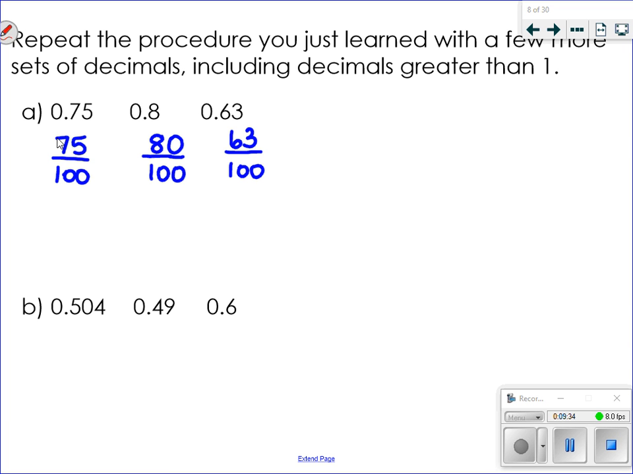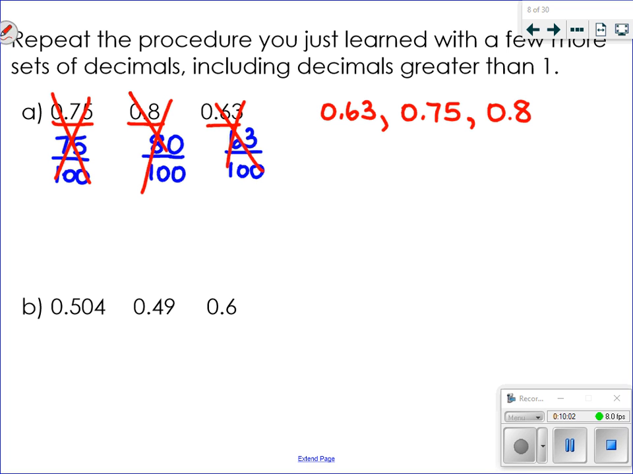Which one is the smallest number there? 63 hundredths, which is 0.63, going back to the original form. So I've used that one. The next biggest would be 75 hundredths, which is 0.75. And the largest number there is 80 hundredths, which going back to the original was 0.8. All right, let's try B.